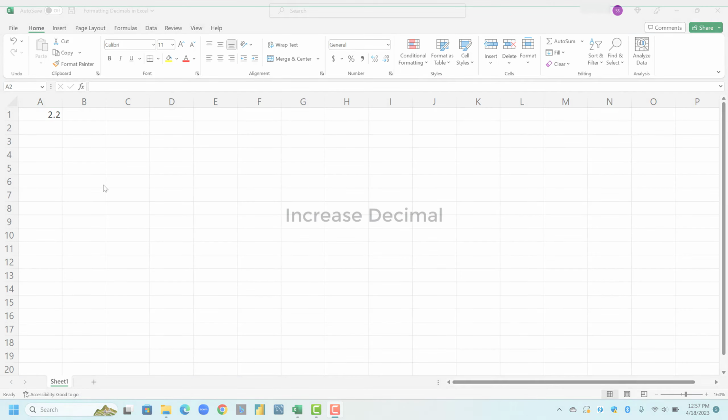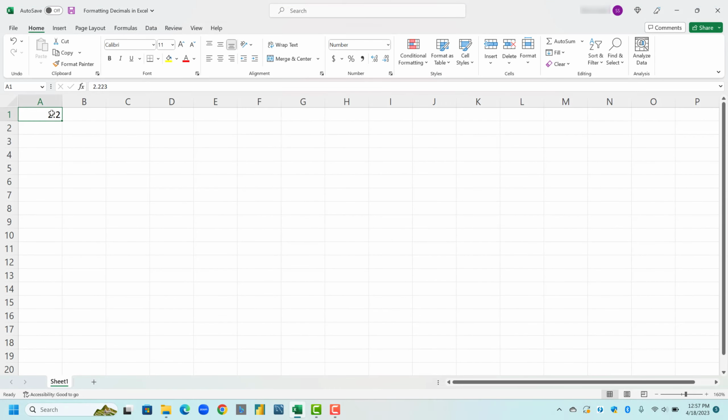Simple enough. Increasing the decimal places is just as easy. You do the same thing, just go to the number group and we can press the increase decimal command. In this case, let's press it a couple of times and our number is back to its original 2.223. If we want to increase the decimal even more, we can press it one more time. You can see that the number is now 2.2230. So it's very simple to use, just like the decrease decimal.